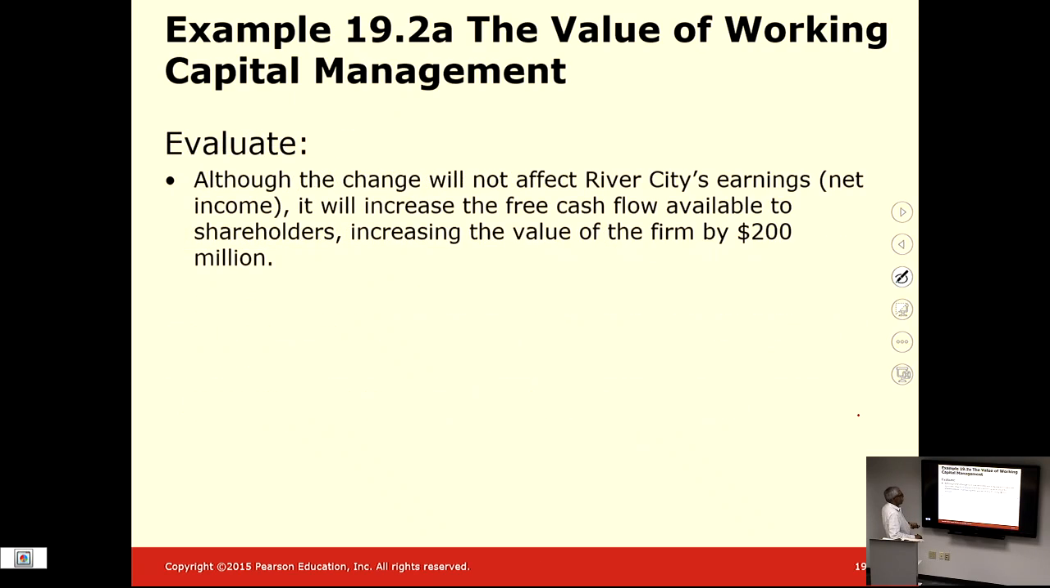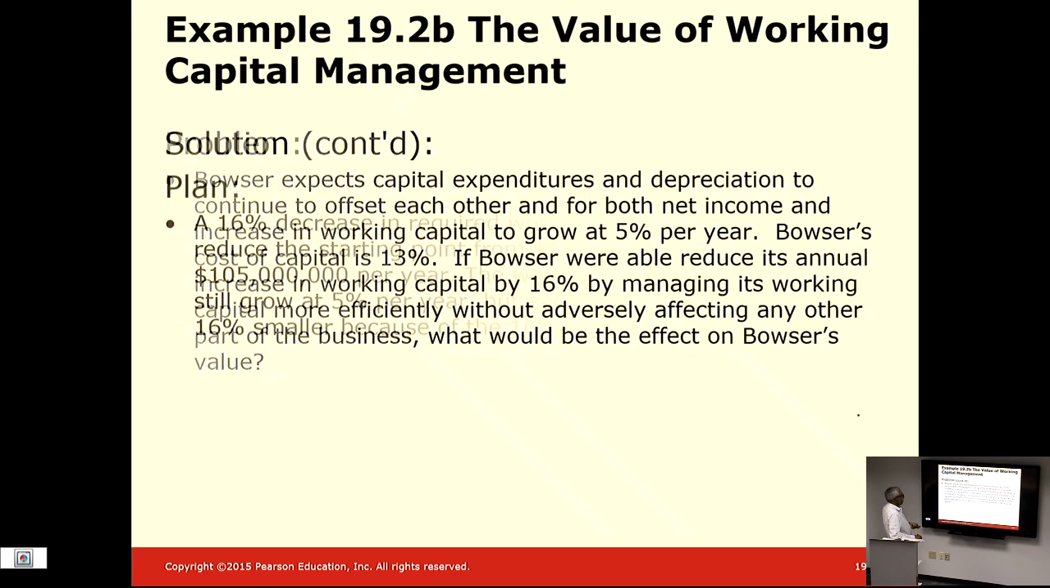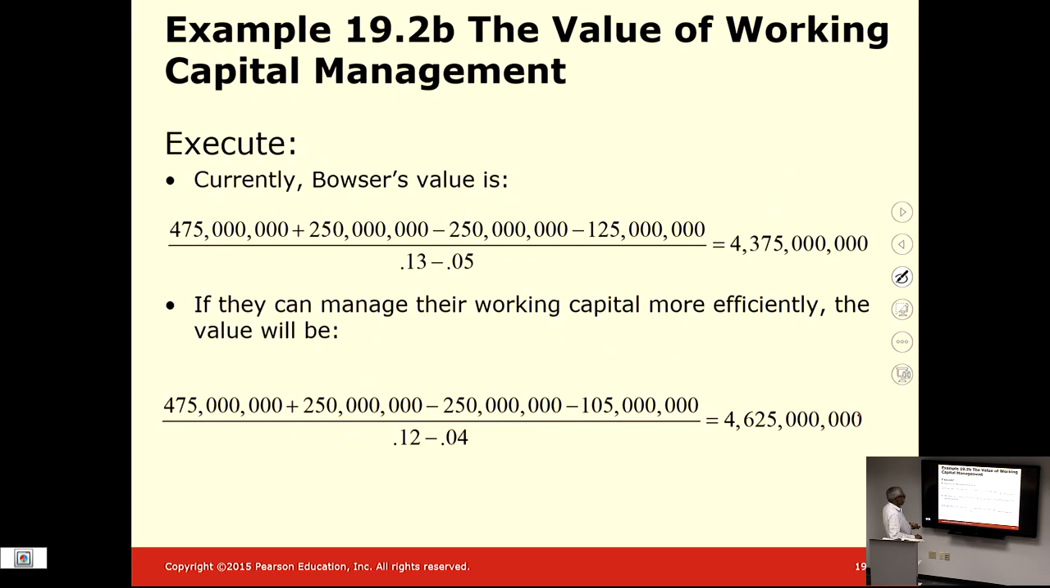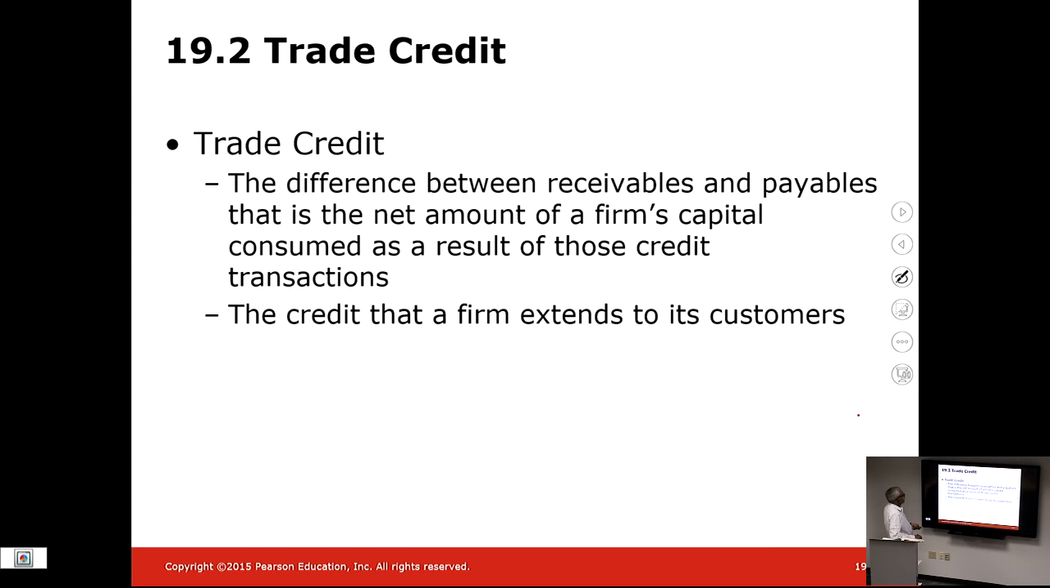Similarly, you can work on similar problems. The next thing we want to look at is trade credit. Trade credit is the difference between receivables and payables, that is, the net amount of a firm's capital consumed as a result of those credit transactions. It's essentially the credit that the firm extends to its customers.